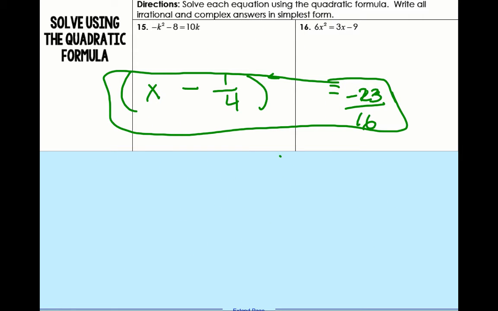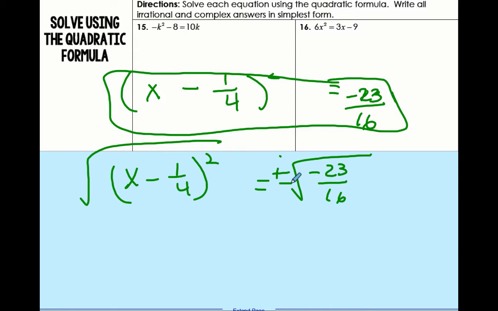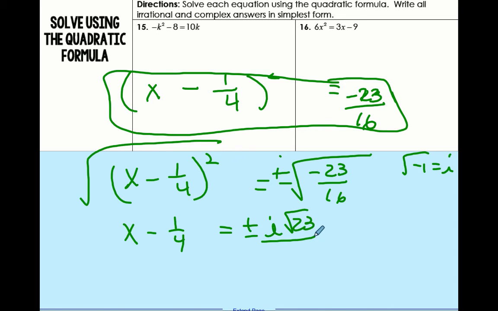Okay, so now I'm going to take the square root of both sides. And now we haven't talked about imaginary numbers this year, but don't forget that when you take the square root of a negative, the square root of negative 1 is i. So we get plus or minus i, square root of 23, and the square root of 16 is 4.